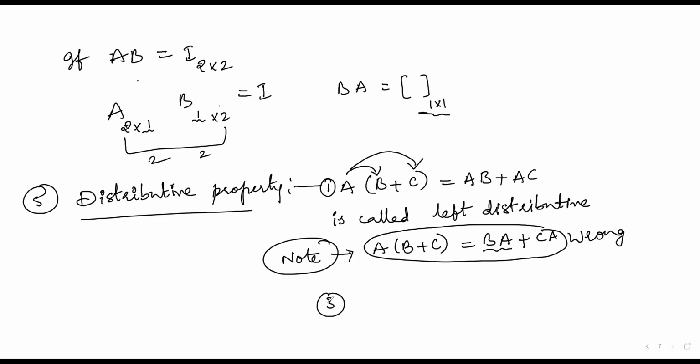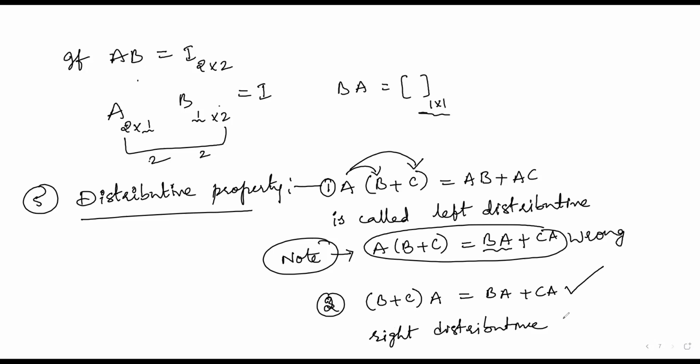Next, the second one: if you want to multiply B plus C with A from the right side, this is the right distributive property, BA plus CA. Now this is correct. Similarly, (A plus B) into C is AC plus BC. This is the right distributive property; from the right side we are distributing C. You can't start from the left side.